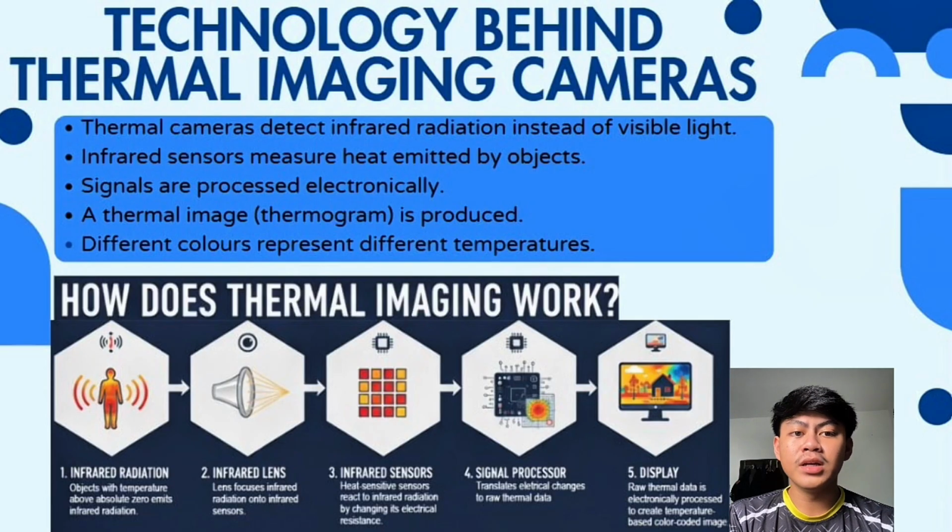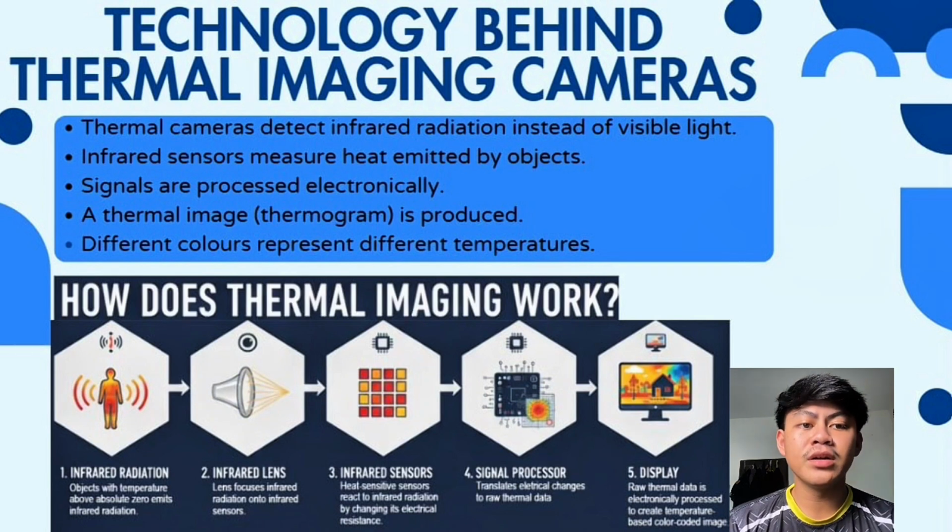The software assigns different colors to different temperature levels. Hotter areas usually appear red, orange, or white, while cooler areas appear blue or purple. The final image produced is called a thermogram, which allows users to easily identify temperature differences that are invisible to the human eye.